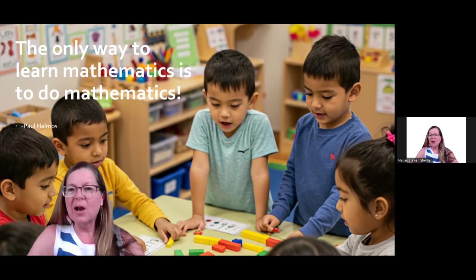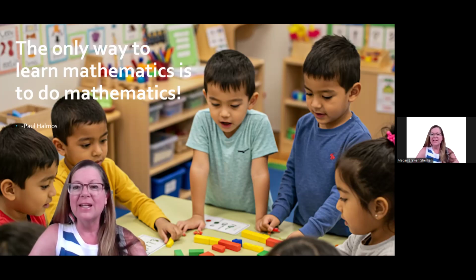Math can sometimes feel dry or intimidating. Manipulatives introduce an element of play, exploration, and interactivity, making math lessons more engaging and fun. Increased engagement often leads to a more positive attitude towards math, fostering a lifelong love of learning and reducing math anxiety.